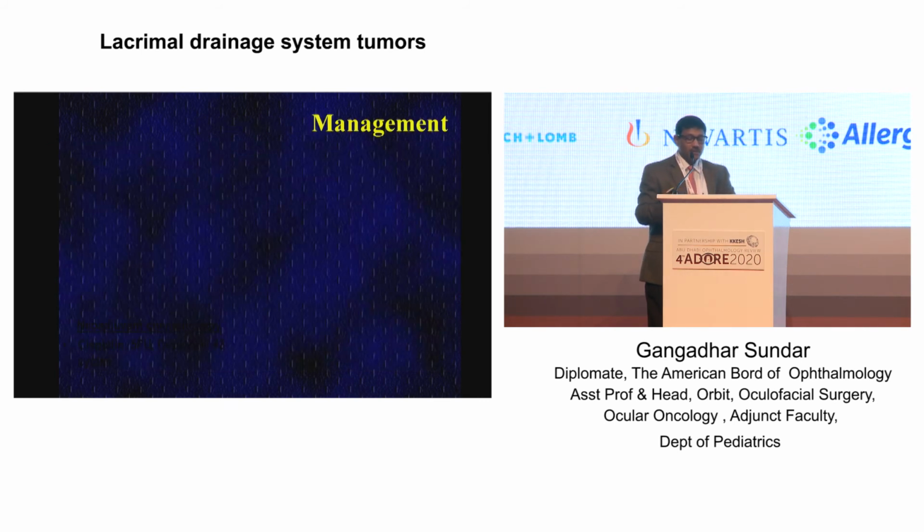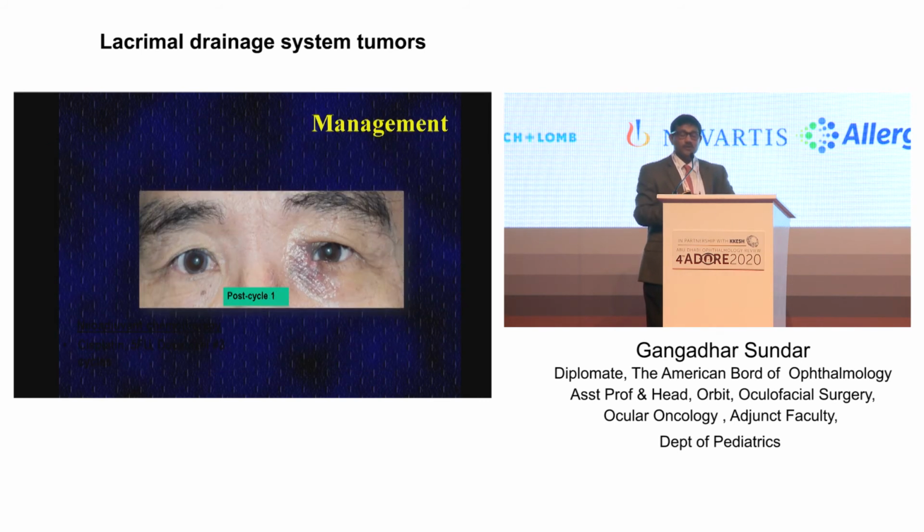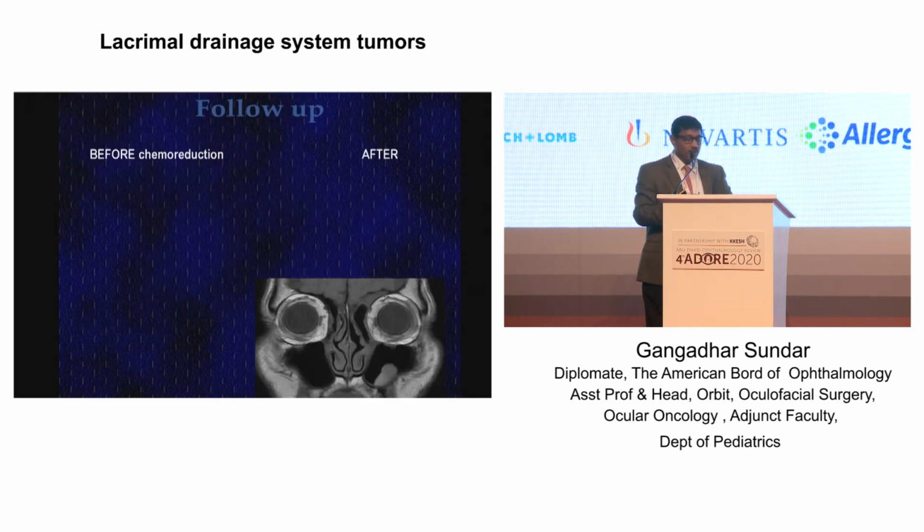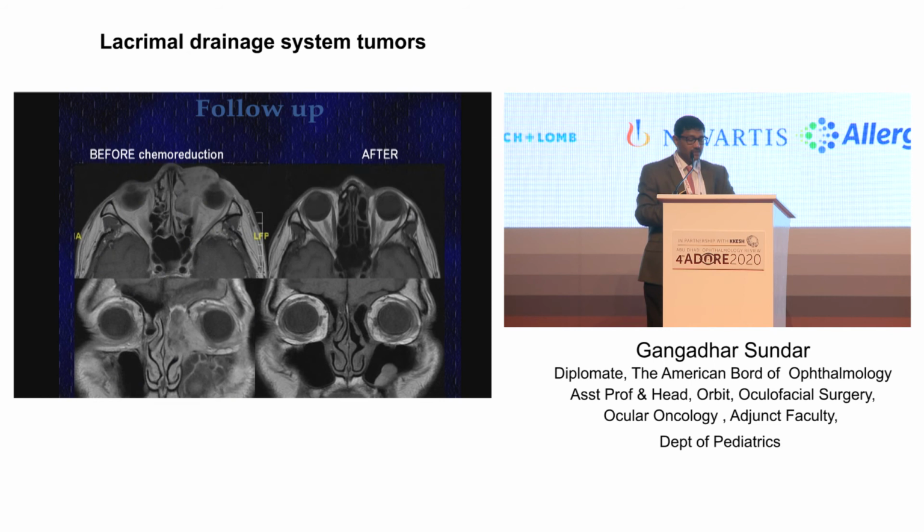Because it is a squamous cell carcinoma, and I do retinoblastoma practice, here we actually managed this patient with neoadjuvant chemotherapy. After cycle 1 and cycle 2, you are now able to shrink the tumors to such a small size. You don't have to do a wide resection. Believe it or not, after doing a chemoreduction, you can see almost complete disappearance of a carcinoma tumor.